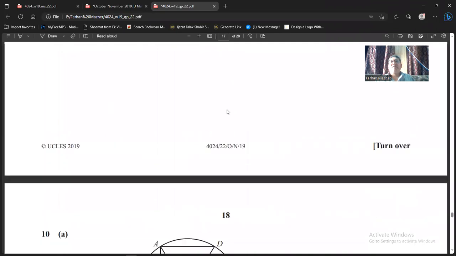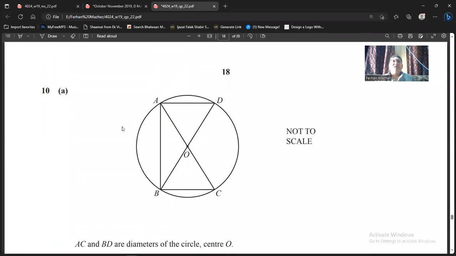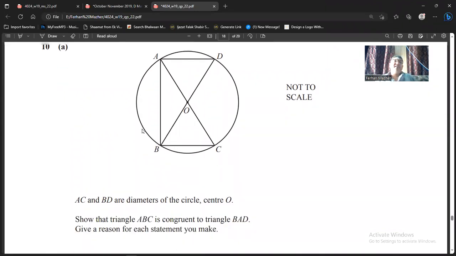Okay. Now we are going to the next question. We have question number 10. Question number 10 is a part. Here we have a circle. And he says AC and BD are diameters of the circle center O. Okay. So this is diameter. So this angle will be 100% 90. And this is diameter. So this angle will be also 90 degrees. The reason is right angle in the semicircle.